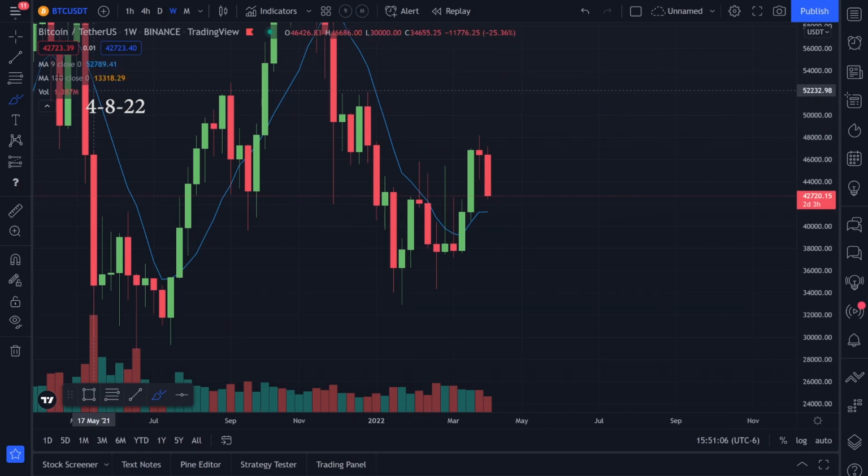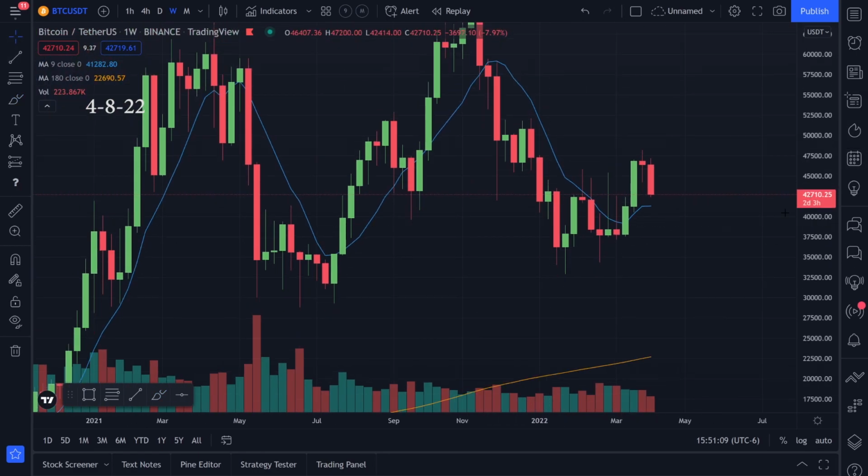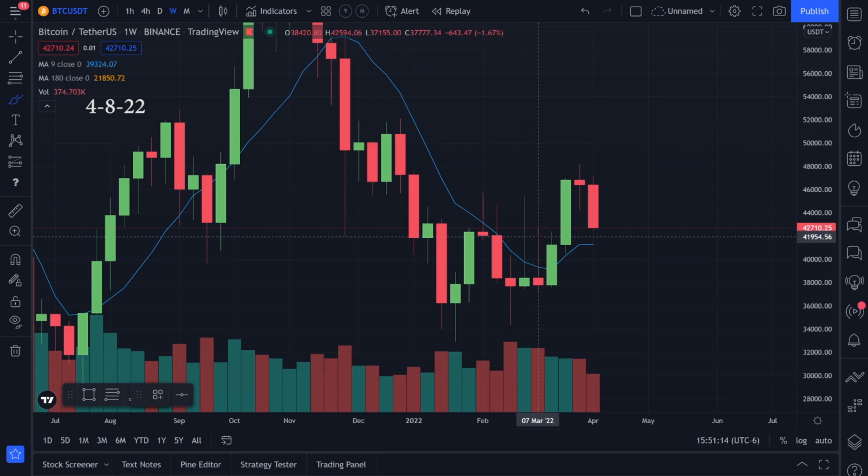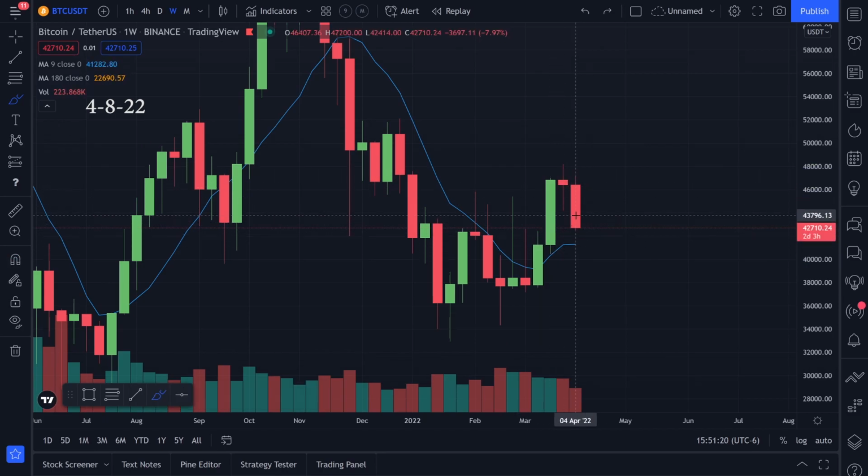I've also been talking about the weekly 9 moving average. Right now I'm on the weekly time frame. We broke above the weekly 9 moving average right here. We came down, got a bounce on it, and what I'm hoping is that maybe we can still get a bounce on it right here. It's sitting at around 41,300 approximately. So let's see if we come down, hit that, and then we could get a bounce.